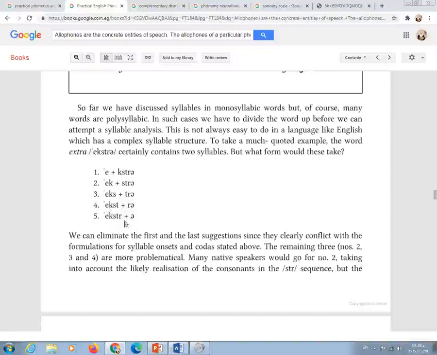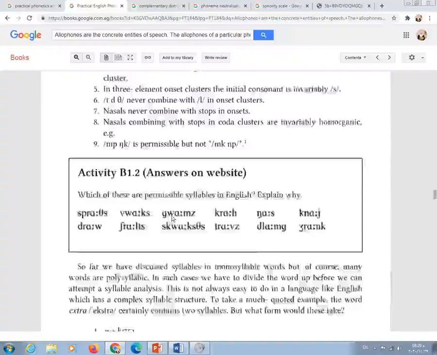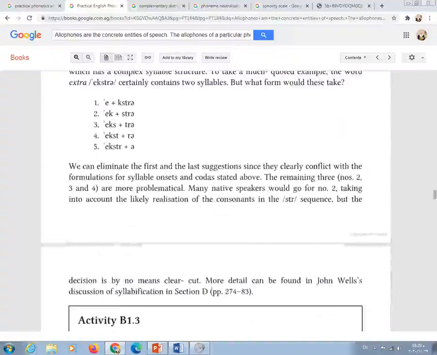But look at this one. It is not obeying the rules of the English language, because you cannot end a syllable with an r this way, and look at the structure, k, s, t. They are not obeying the rules of the English coda. Hope that this is clear.